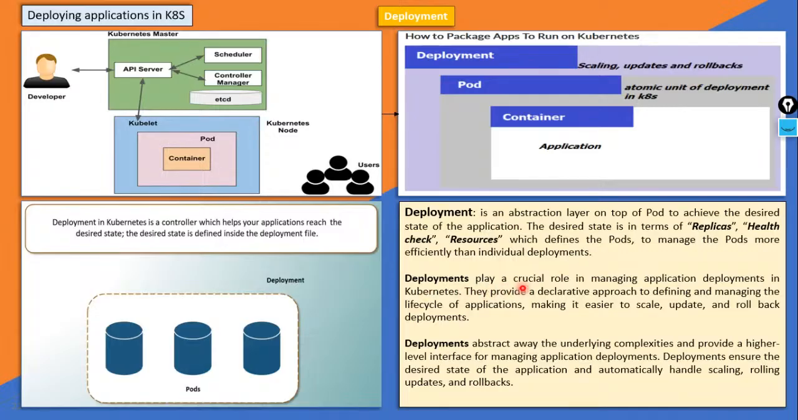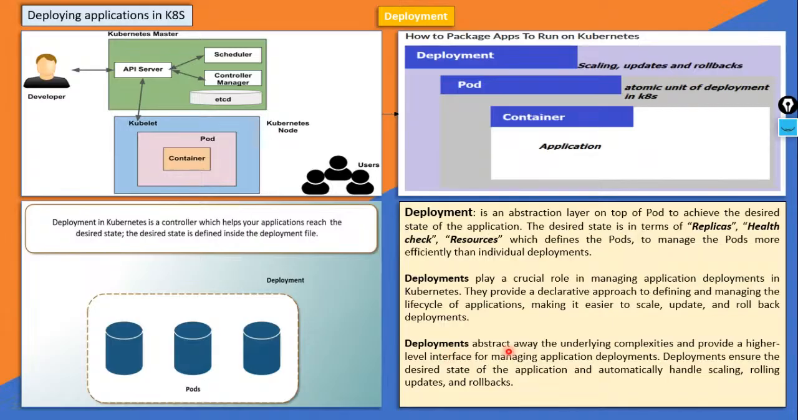Deployments play a crucial role in managing application deployments in Kubernetes. They provide a declarative approach to defining and managing the lifecycle of applications, making it easier to scale, update, and roll back deployments. Am I audible? Are there any people? Yes, sir. Oh, okay, you are there. Fine.